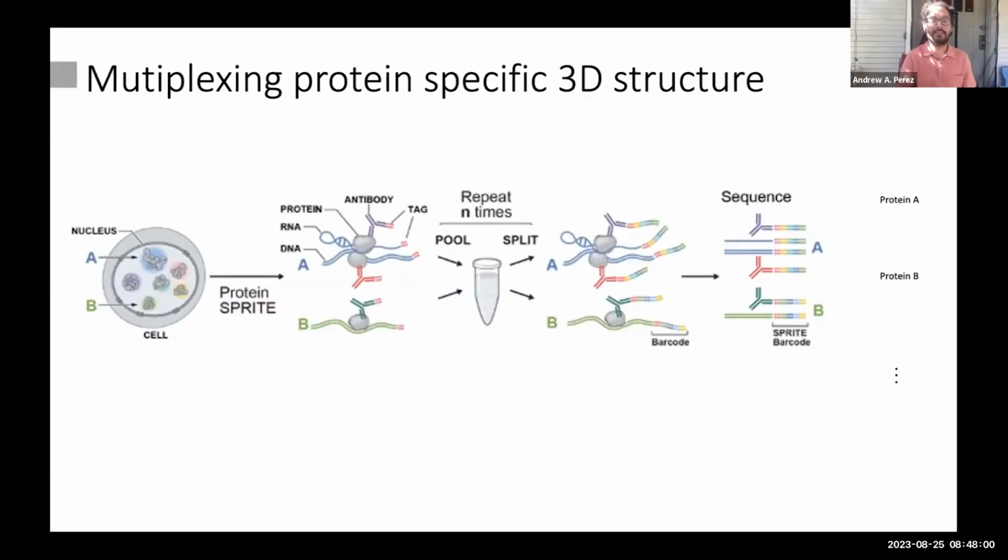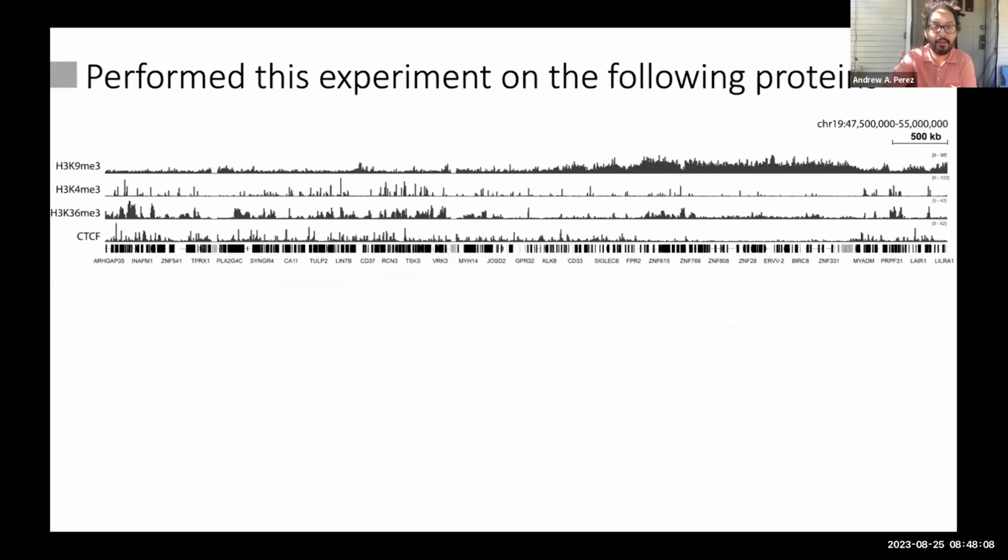And so we're going to integrate this in with ChIP-DIP and show that we can get 3D structure in a protein-specific manner. So we did this with 4 different proteins separately: H3K9 trimethylation, H3K4 trimethylation, H3K36 trimethylation, and CTCF. And so we can separate all these histone modifications and proteins out.